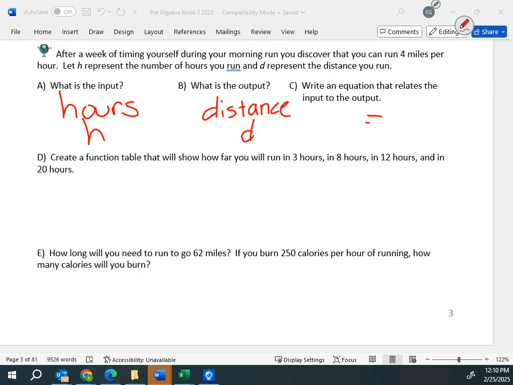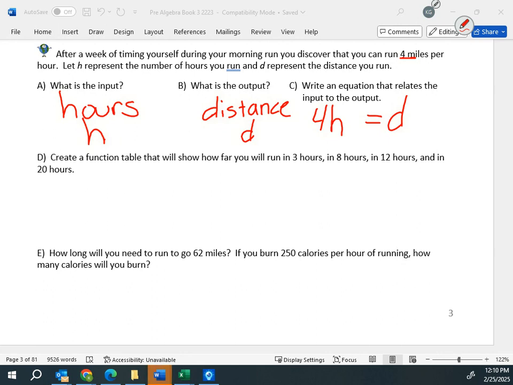So we know the output is what it equals. What would our equation be with the hours to figure out what the distance is? Harper? But instead of x, we're going to use the h, the hours. Because we know that we run 4 miles per hour. So 4 times the hours, and then we'll see what our distance is. So that's our equation.